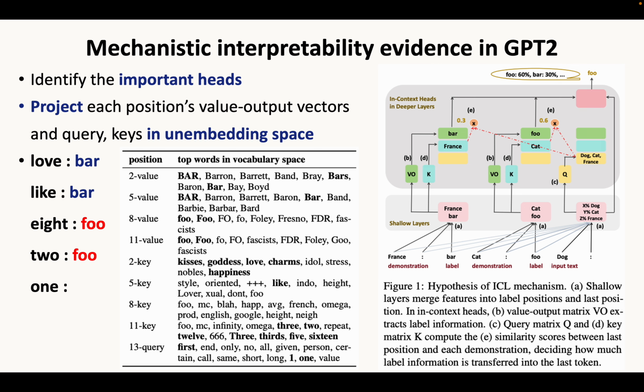Here is the mechanistic interpretability evidence we found in GPT-2. The example is love bar, like bar, 8 foo, 2 foo, 1 watt. The prediction should be foo because foo is the semantic-unrelated label meaning number, and bar means sentiment. We first identify the important heads and project the vectors in embedding space. We find that the value-output vectors are related to the labels, and the query and key vectors are related to the demonstrations. This evidence can support our hypothesis.